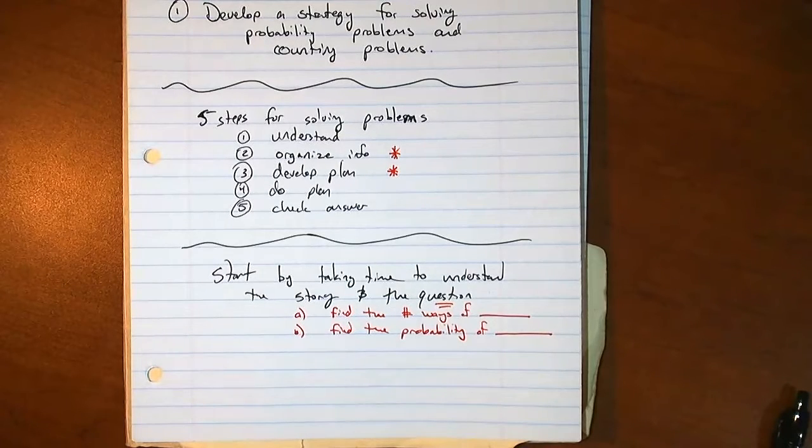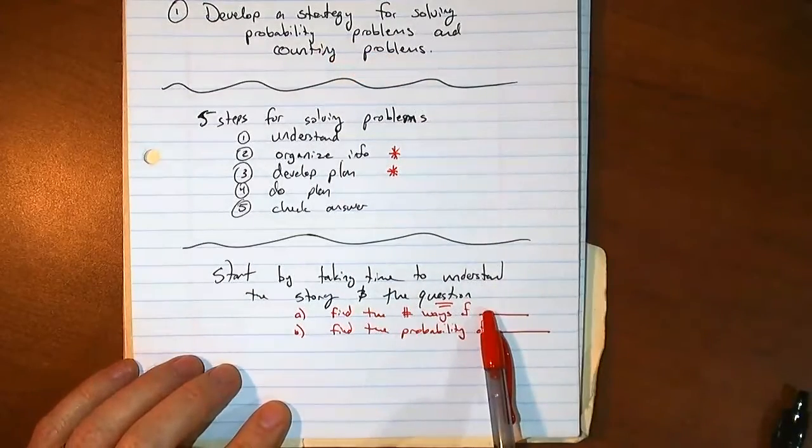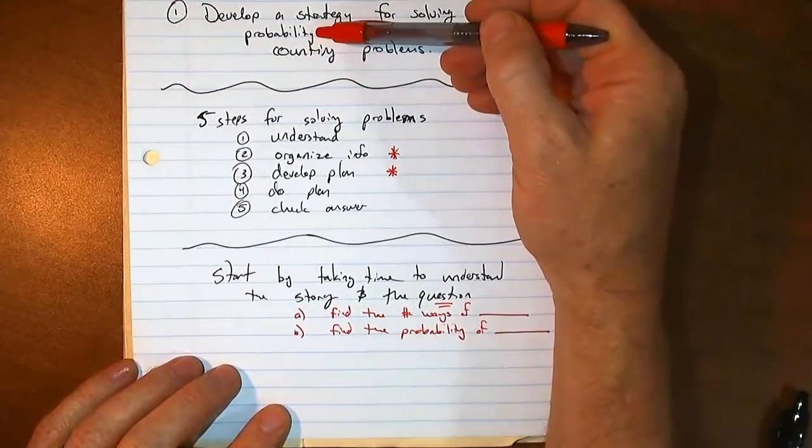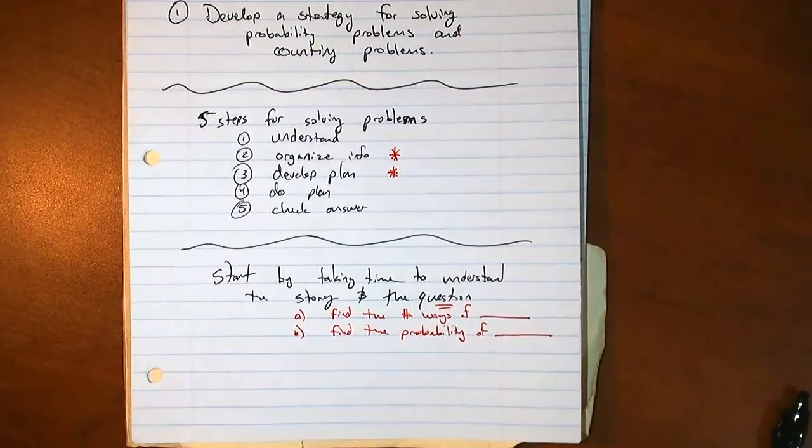There's no other questions for them to ask. They're going to ask us to count, find the number of something, or they're going to ask us to find probability, find the probability of something. Those are the only two things.